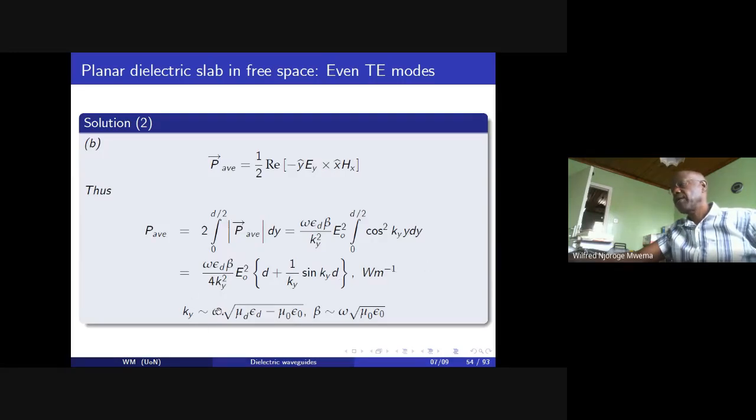So ky will then be approximately given by omega into mu d epsilon d, where these are the parameters for the dielectric, and those are the free space parameters. And beta is going to be given by approximately that value.